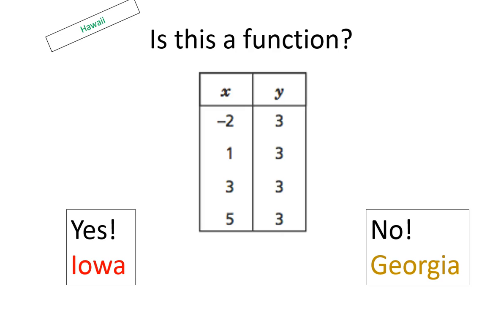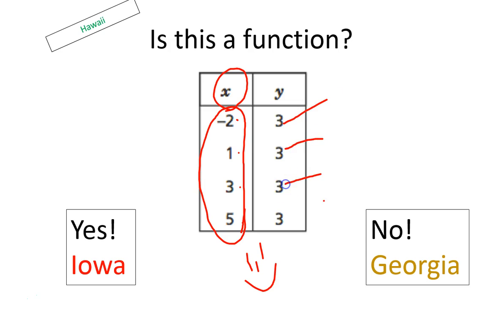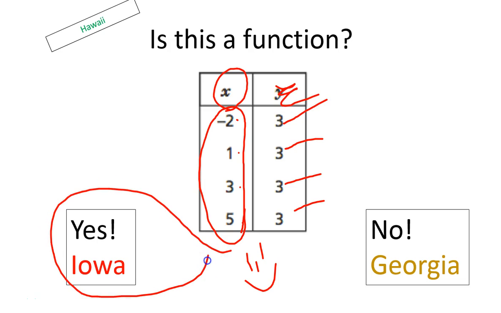We get a nice little setup here. Quick table says which one is a function. And so I look, -2, 1, 3, and 5. None of those repeat. So I can stop right there and just put a smiley face because that is a function. Don't be tricked by the y's. The y's can repeat, but we don't care. So is this a function? Heck yes, it's a function. So we're going to Iowa.